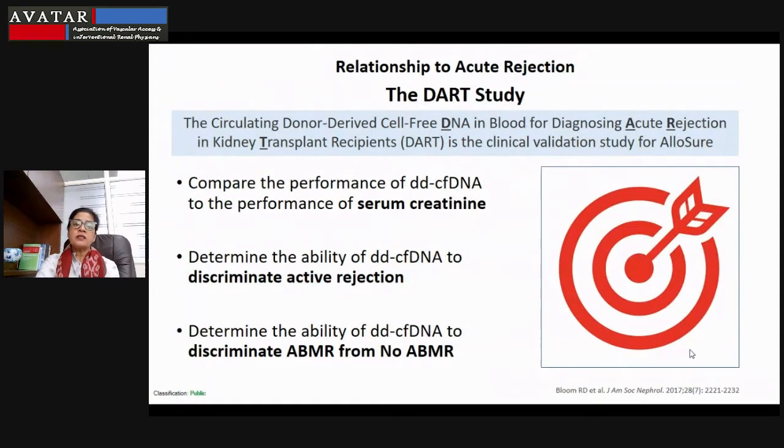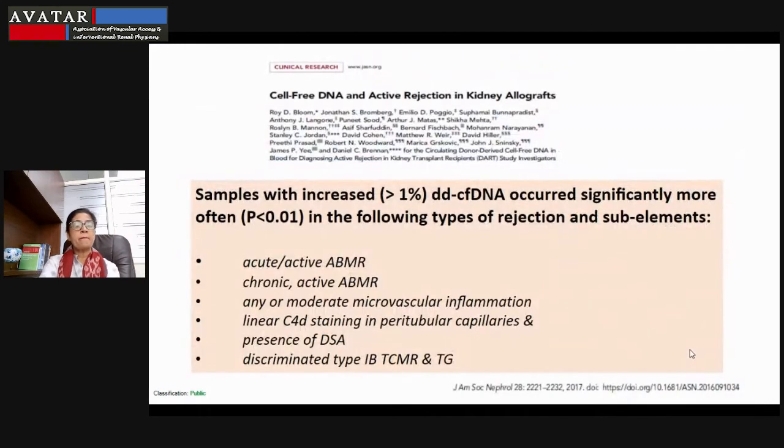Looking at the DART study, which is one of the largest multi-center studies which has been carried out in donor-derived cell-free DNA, it establishes the relationship of donor-derived cell-free DNA with acute rejection. It compares the performance of donor-derived cell-free DNA with serum creatinine. It determines the ability of donor-derived cell-free DNA to discriminate active rejection and also discriminate ABMR from no ABMR.